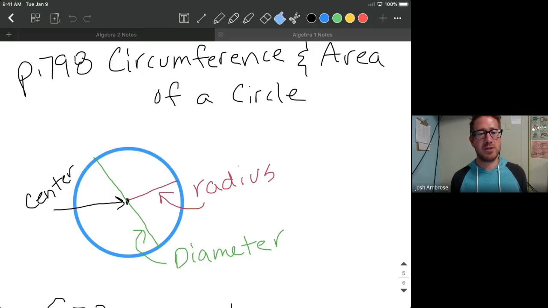All right, so I wanted to present this material to you to make sure that you are confident with it, because you're going to be doing it in geometry, just basics, intros, and something that you can finish out the year strong in. All right, so today, textbooks open to page 798. We're talking about circumference and area of a circle.